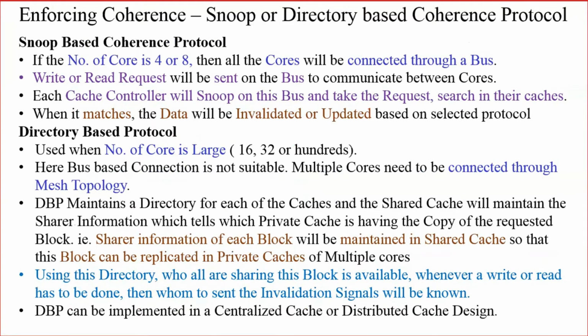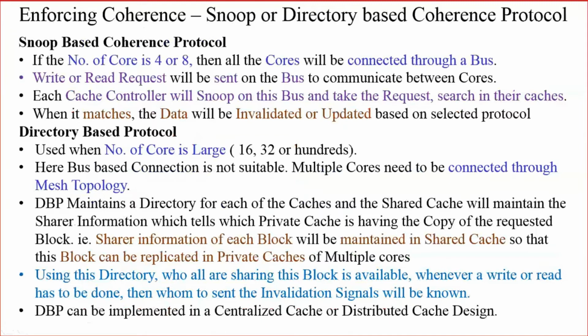Then it will take the request and the address, and check whether the address is matching in its private cache. If there is a match, it will be either invalidated or updated. So the cache coherence protocol will be either an invalidation or an updation protocol. But based on the number of cores, the cache controller will either be snooping or use another technique known as a directory based protocol. So if the number of cores is large, that is 16, 32, etc., instead of a snoop based coherence protocol, a directory based protocol will be used.